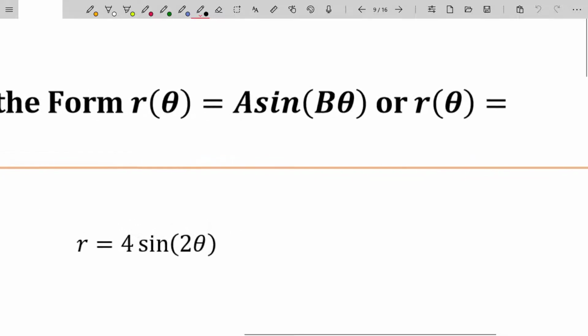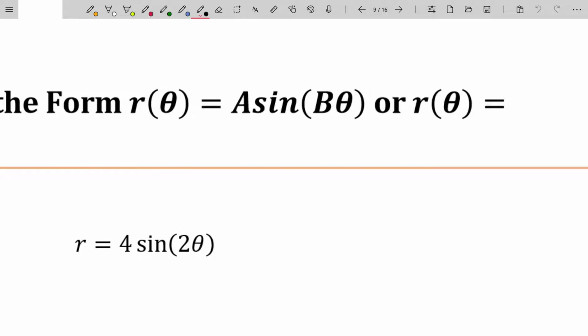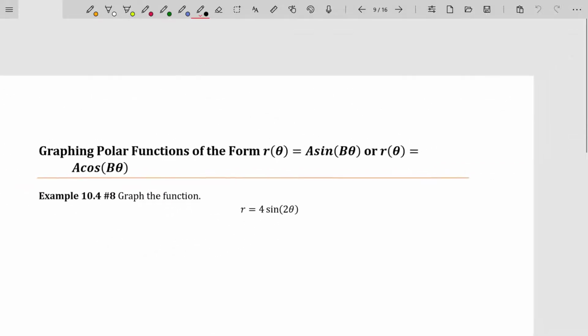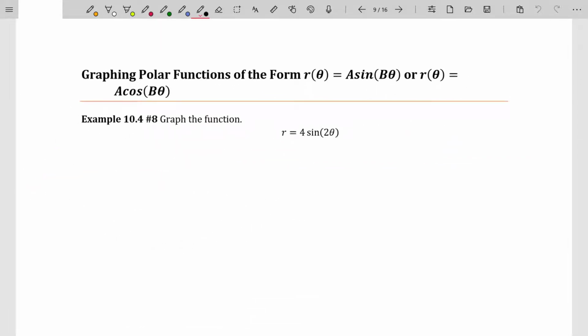And these involve trig functions of multiple angles. So sine of b theta, where b is not equal to 1. In this case, we're only going to do integer values of b, like 1, 2, 3, 4, 5, that type of thing. This causes a little bit of an issue when it comes to graphing because there's a lot of work to do. So heads up, we're going to spend a little bit of time in this video doing that.